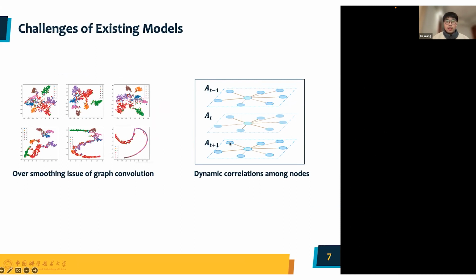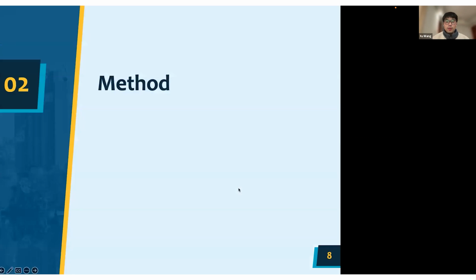Also, the static adjacency matrices utilized in existing works cannot capture dynamic correlations among nodes. And the dynamic correlations among nodes are common. For example, traffic patterns are different at 8 o'clock in the morning and 12 o'clock at noon. We proposed our model to tackle both the aforementioned issues, oversmoothing and the dynamic spatial correlations.